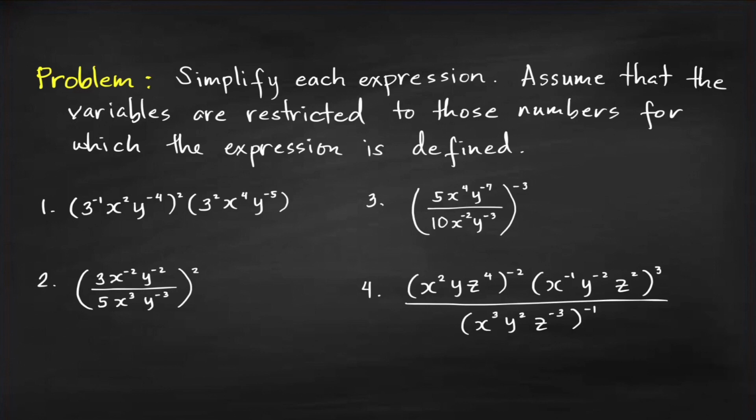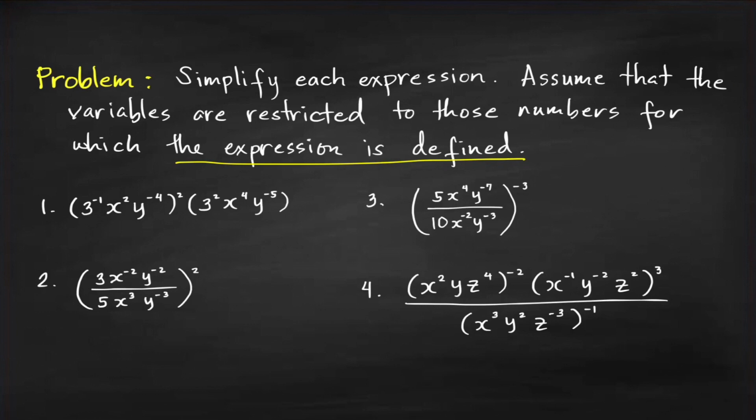What does it mean by the expression is defined? This means that the expression represents a real number. So how do we know the restrictions on the variables? Just keep in mind that 0 raised to 0 or 0 raised to a negative number is undefined. Also, division by 0 is undefined.